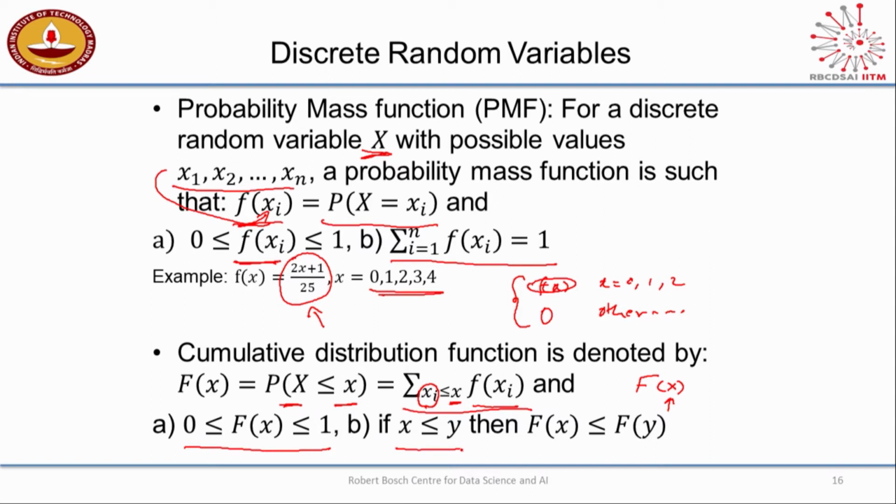Are you capturing the intuition behind this? See, x is less than y. The probability of getting a value less than x is what capital F of x is. Y is greater than x. So the probability of getting a value less than y will include the probability of getting a value less than or equal to x plus maybe something. Therefore, capital F of x has to be less than capital F of y.